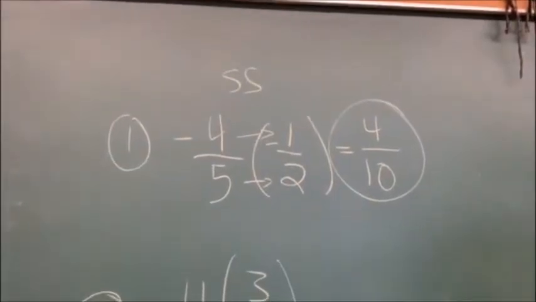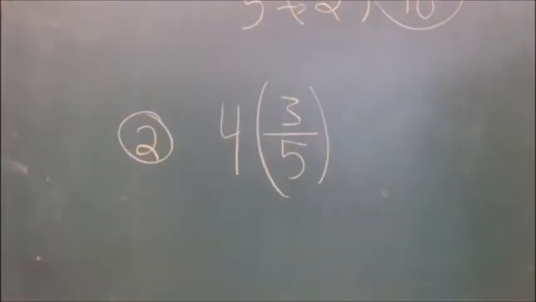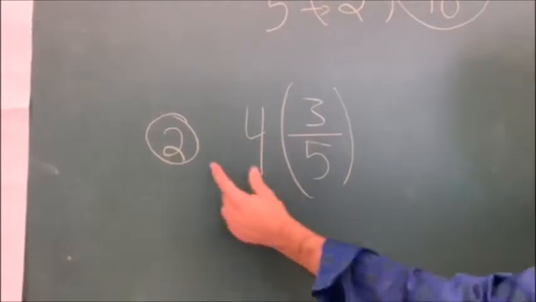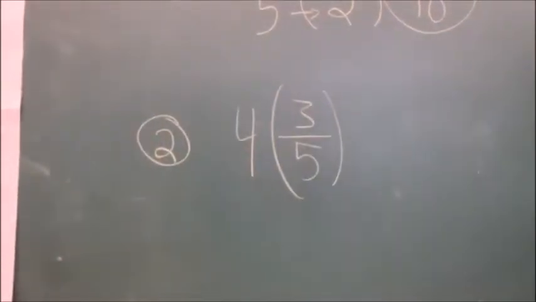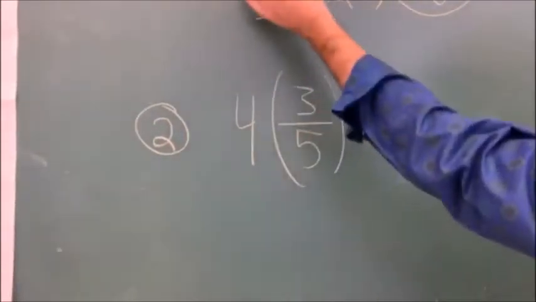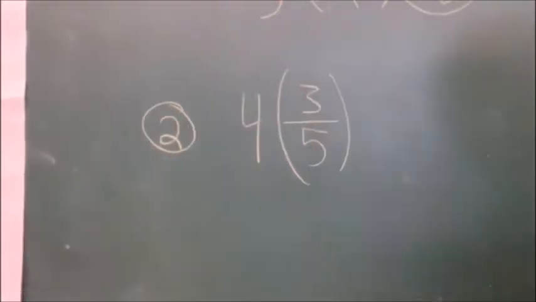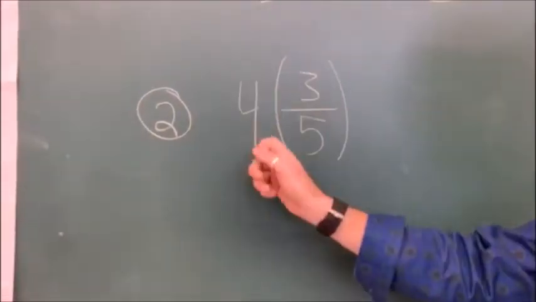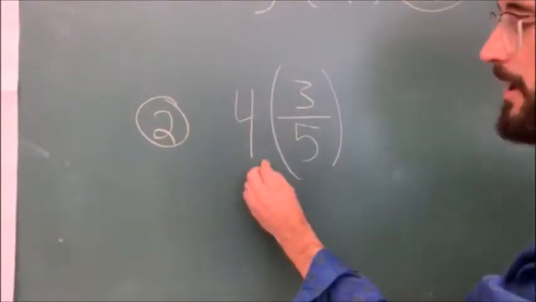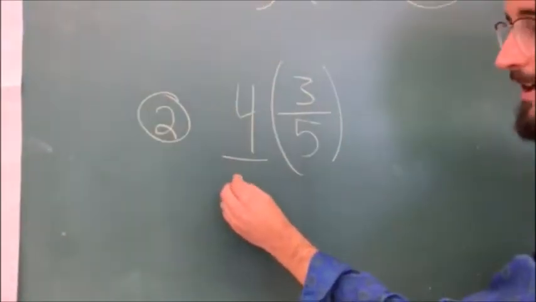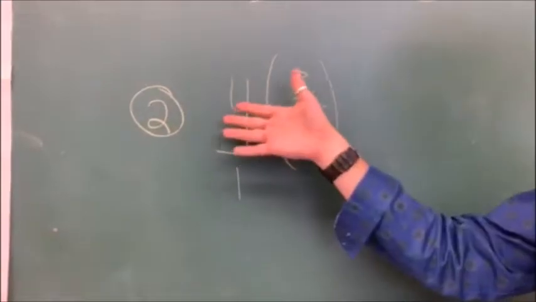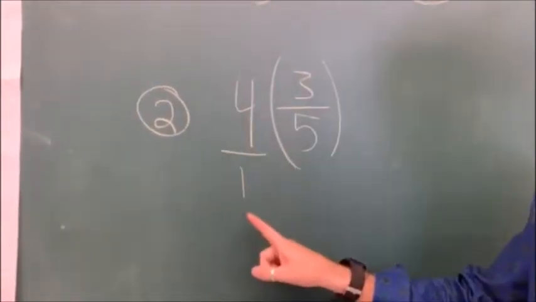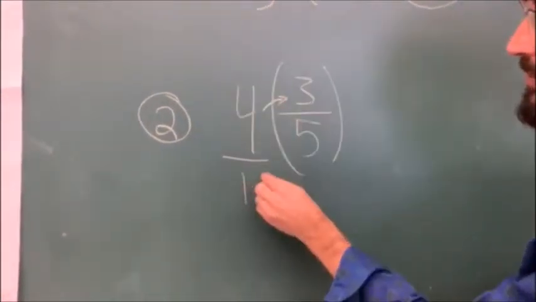All right, now let's look at number 2. What happens if you have a whole number? It's 4 times 3/5. We learned up here that I should be multiplying straight across, but I don't have a numerator and denominator. Here's the good news. Any whole number you can change into a fraction by putting what number on the bottom? 1. 1 on the bottom. So I can change 4 into 4/1. And now I can multiply straight across.